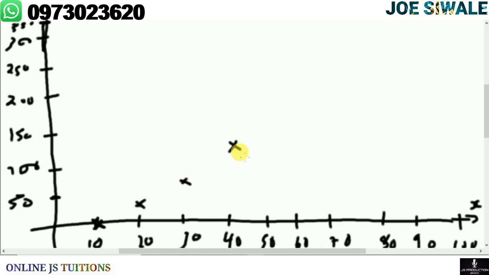Then I also have 50, 195. So 50, 195 to be somewhere here. I also have 60, 255. 60, 255. So it will be somewhere here.